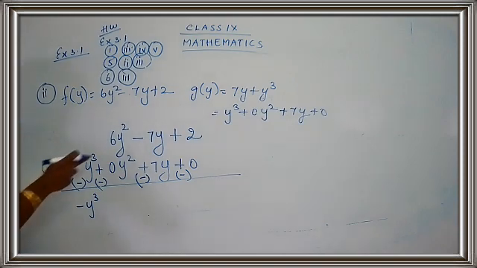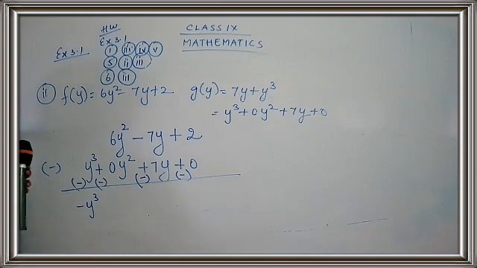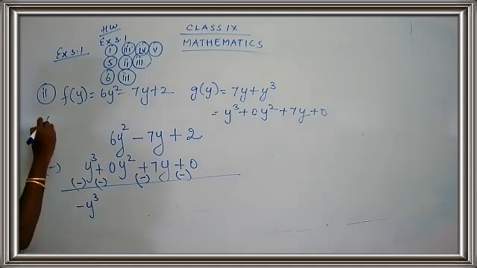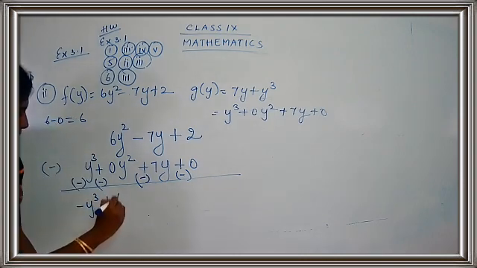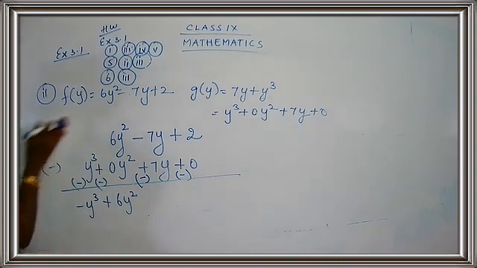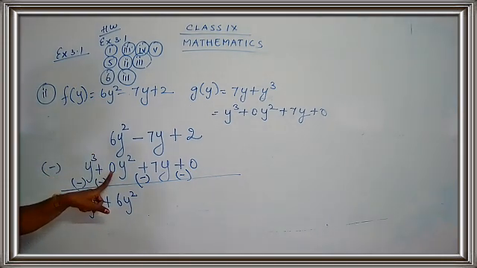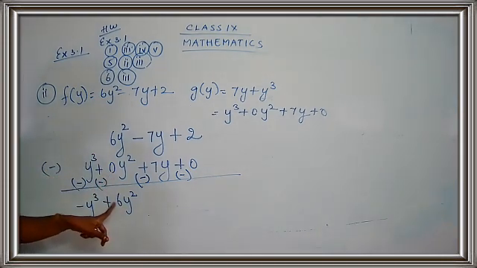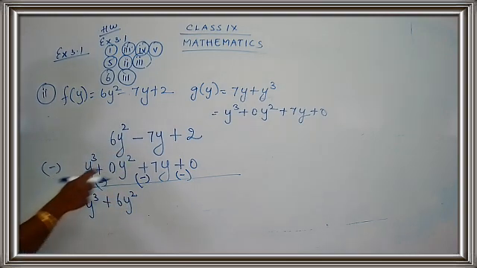Okay. Now 6 minus 0. If you add 0 or you subtract 0, you are going to get the same answer. So what is 6 minus 0? 6. What will be the sign? 6 minus 0. What is the answer? Plus 6. Okay. So put here plus 6y square. Are you clear with the sign, children? 6 minus 0. What is 6 minus 0? 6. That is plus 6 only. Yes. 6y square.